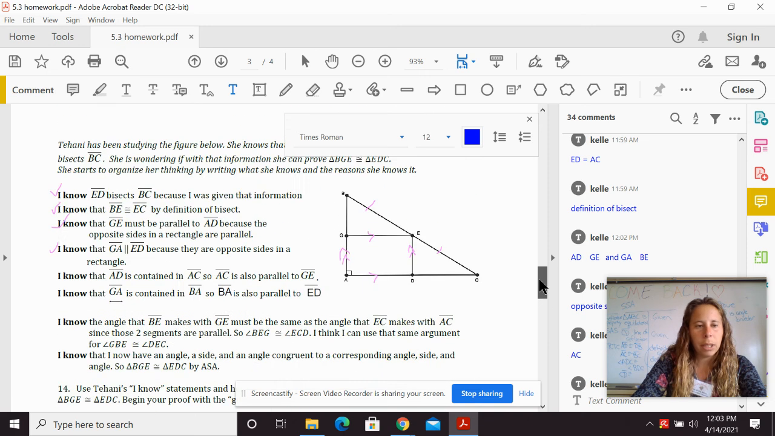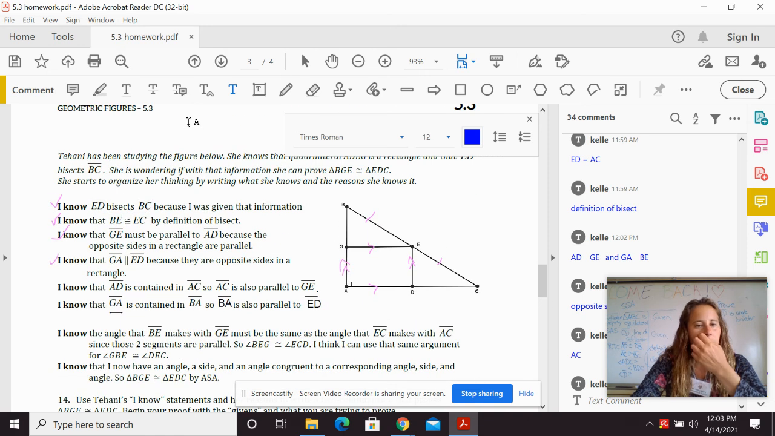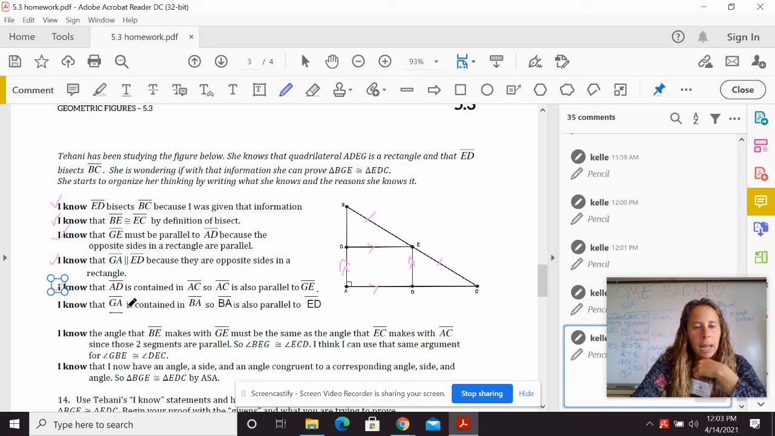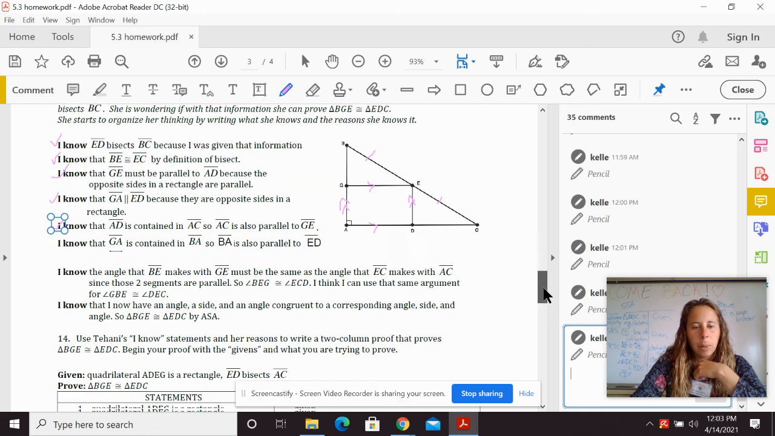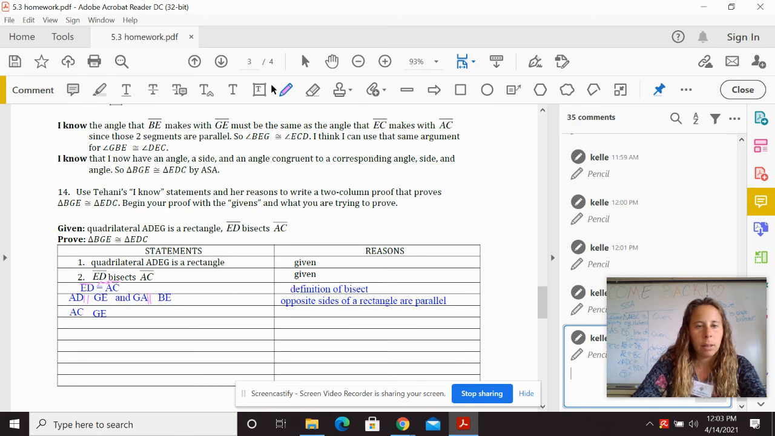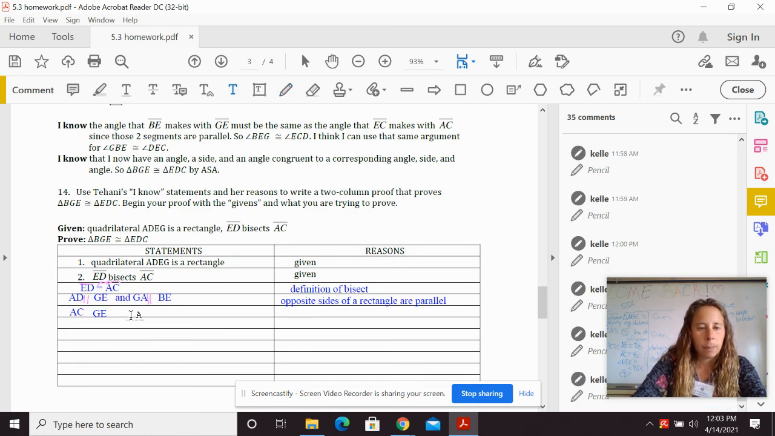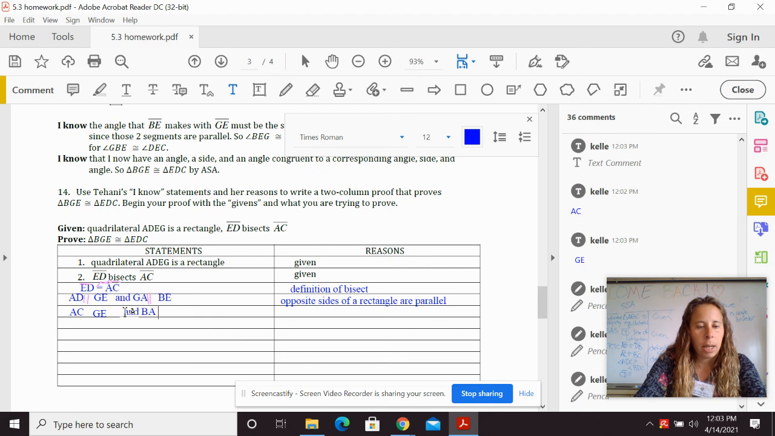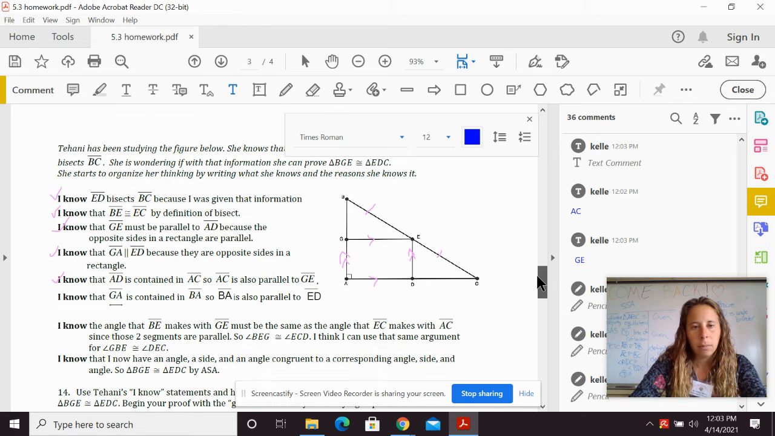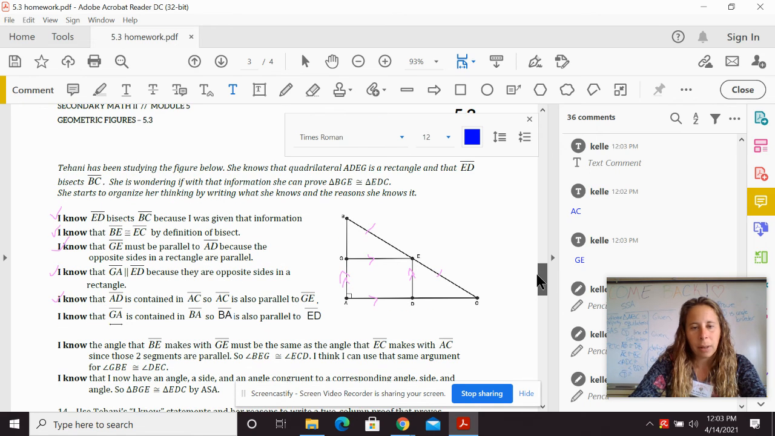And we're going to throw the next one in here too, because the next one is similar. GA is contained in BA. It's part of the same line. So BA is also parallel to ED. All right, so BA is parallel to ED.